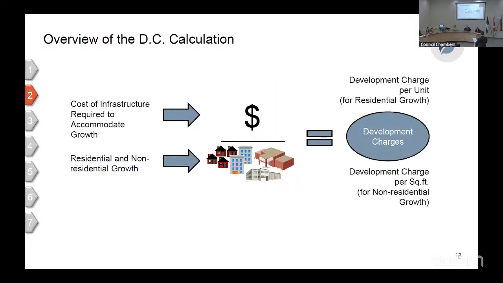Next slide, please. And so very simply, what's in the background study, what really boils down the calculations to this small schematic here, is we take the costs related to growth and we divide it by the growth. And we come up with a charge per unit for residential growth and per square foot of floor area for non-residential growth.